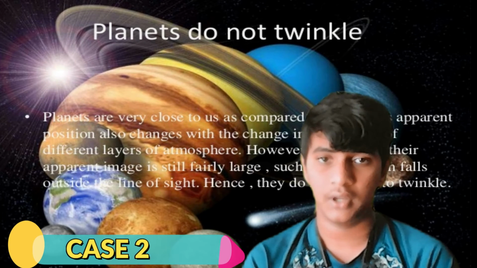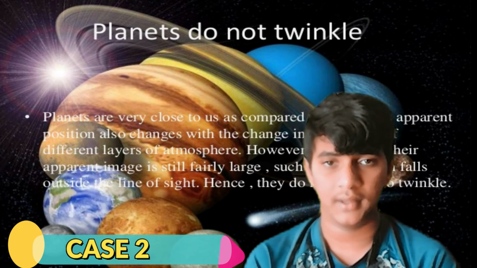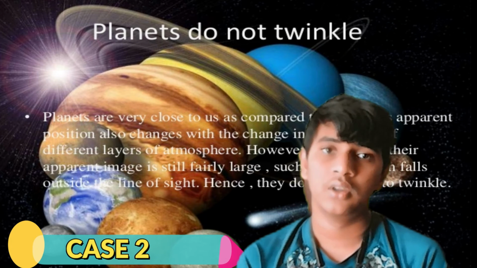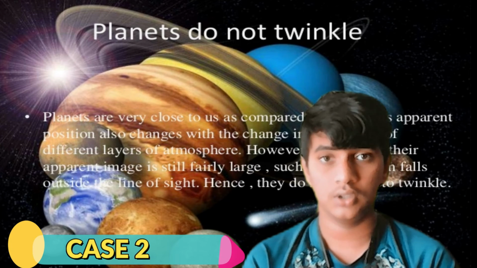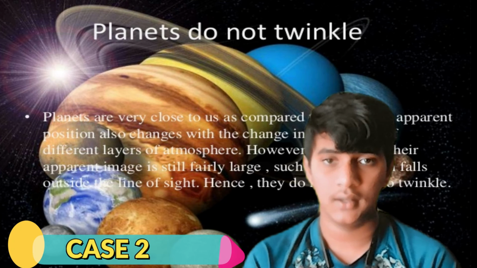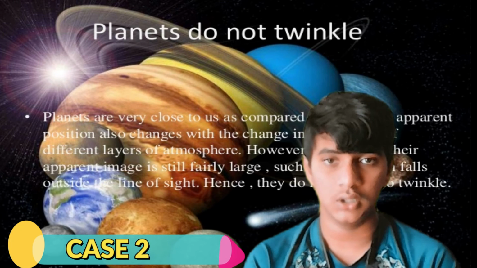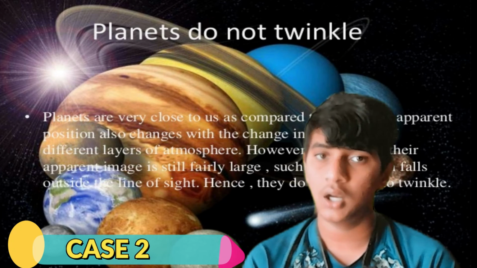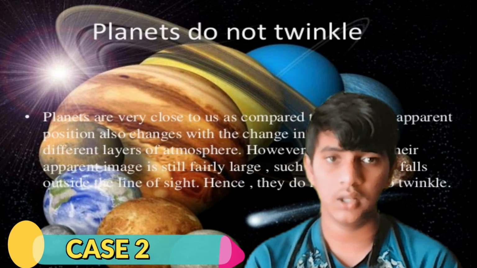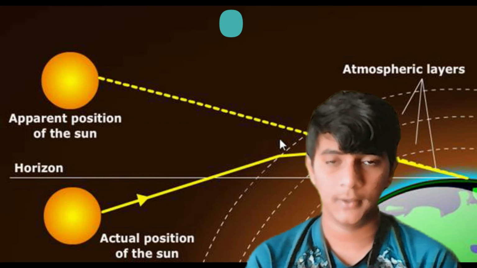Case 2. Planets do not twinkle. Planets are very close to us as compared to the stars. The apparent position also changes with the change in density of different layers of the atmosphere. However, the size of the apparent image is far larger, such that it is seldom false.